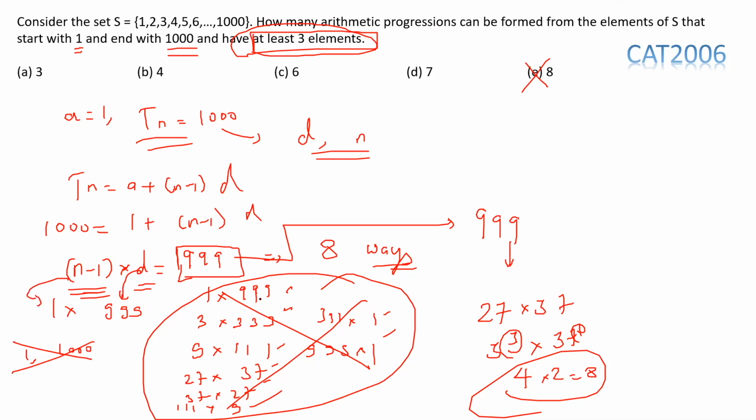We do not want this. So from these 8 ways, you subtract just one way, the 1 into 999 case, and the answer finally should be equal to 7. Option D is the correct and final answer in this case. All right, so I hope you understood, guys.